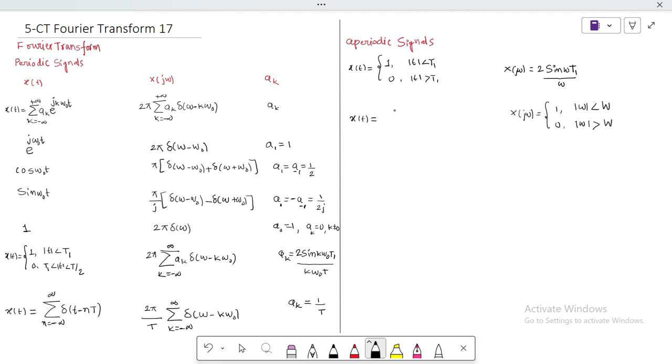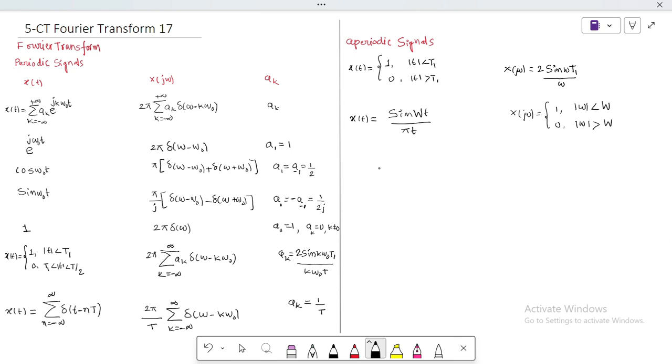x of t equals sin Wt by pi t. This is the inverse Fourier transform. So the rectangular pulse Fourier transform is a sinc function, and the sinc function Fourier transform is the rectangular pulse. So, duality property.